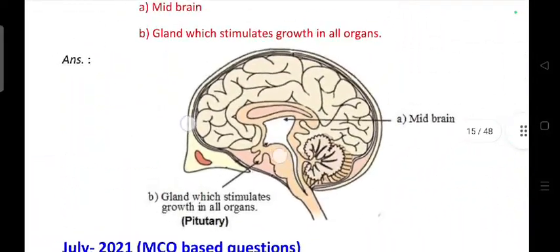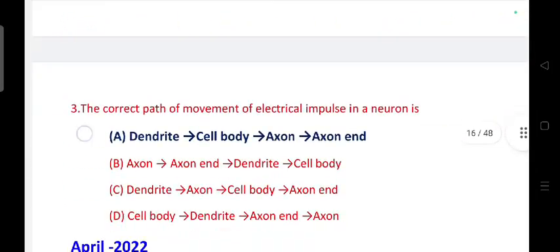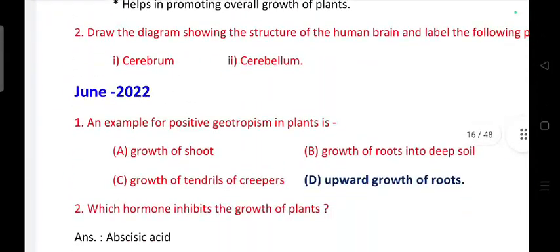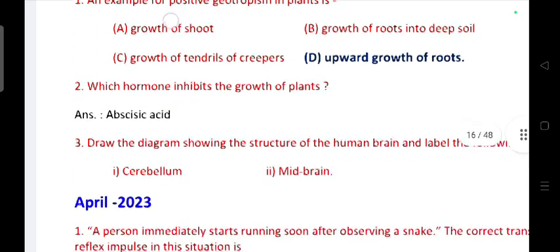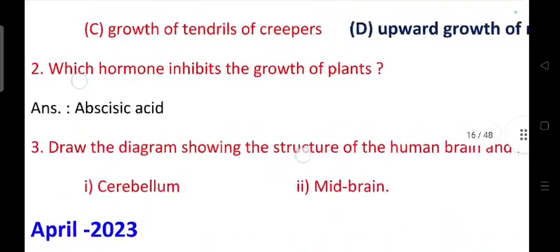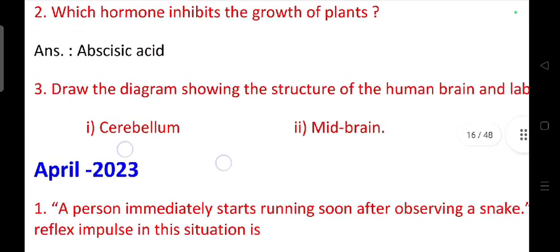See this one, you have to draw and label the part. So that is same. Next, come to June 2022. An example for positive geotropism in plant is option D, upward growth of roots. Which hormone inhibits the growth of plants? Abscisic acid. Draw a diagram.